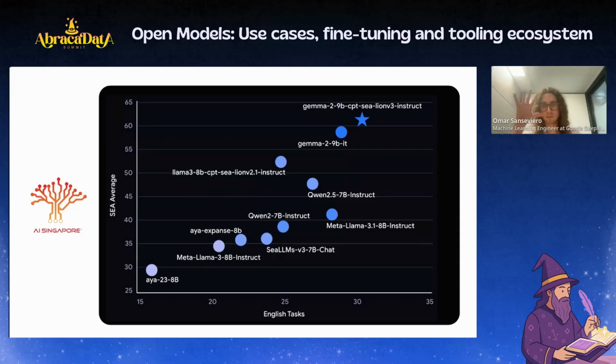Here it's the same model. Here you can see at the top right, this is the Sea Lion model based on Gemma 2. And you can see that it's doing very well, both for English, but also for the SEA, so for these 14 Southeast Asian languages that they were targeting, compared to maybe the raw model that was here.